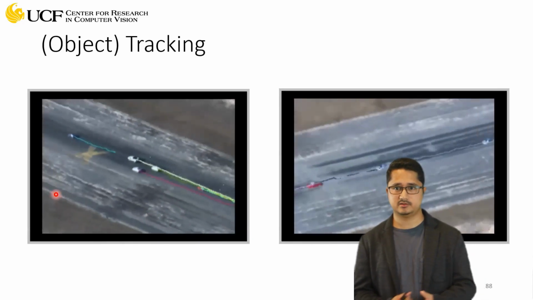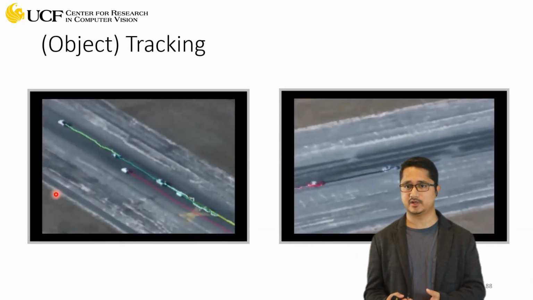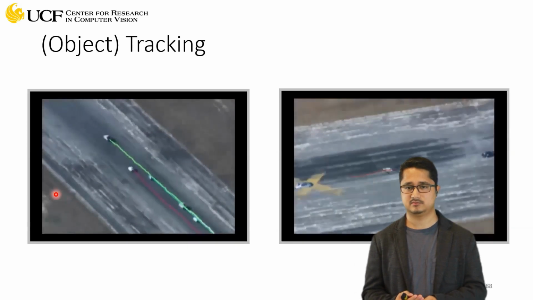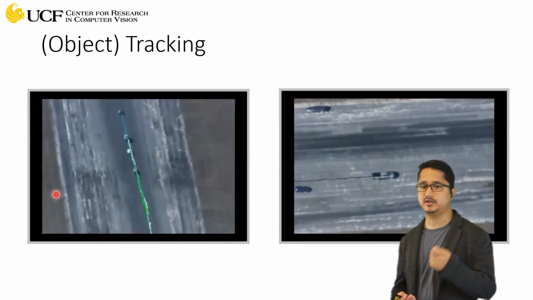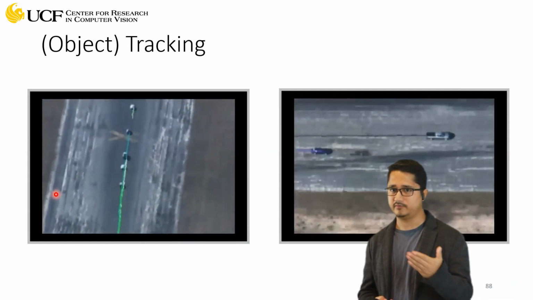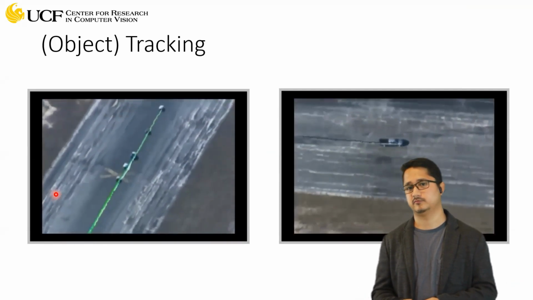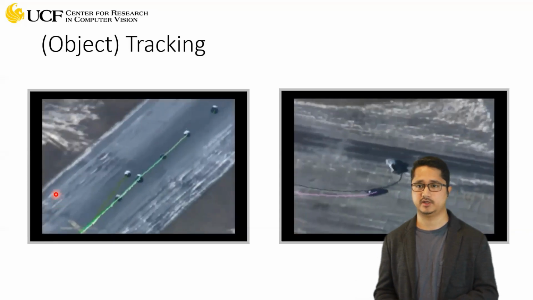Right, so that was detection. And the next step will be, okay, we have detected, but can we track them? So these are some samples of tracking. In this case, we are not only detecting these vehicles, but we are also trying to track them over time. For example, if we have a long video.